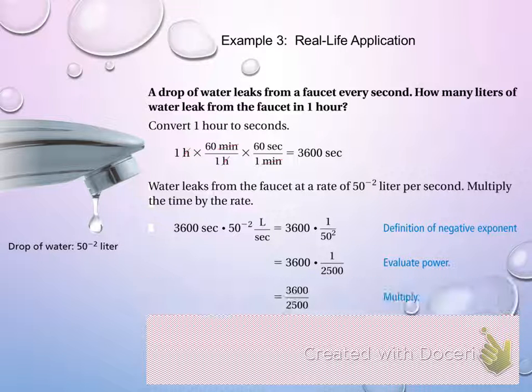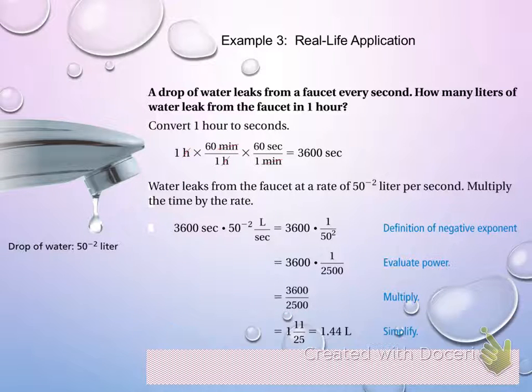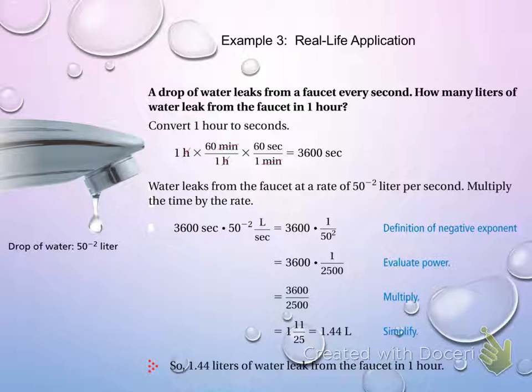When we multiply that, we end up with 3,600 divided by 2,500. And then when you simplify, you end up with 1 and 11/25, or 1.44 liters. So your conclusion is that 1.44 liters of water leak from the faucet in 1 hour.